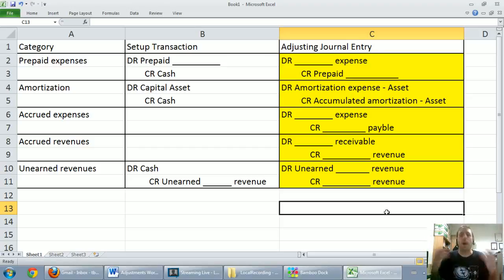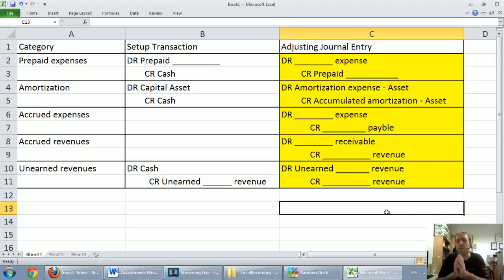Unearned revenues, again, that's a liability. We've got to record the amount that we've earned. So at year end, we're going to credit whatever revenue we actually earned and debit the related unearned revenue account to say, no, it's not unearned, it's been earned. So these are our entries.